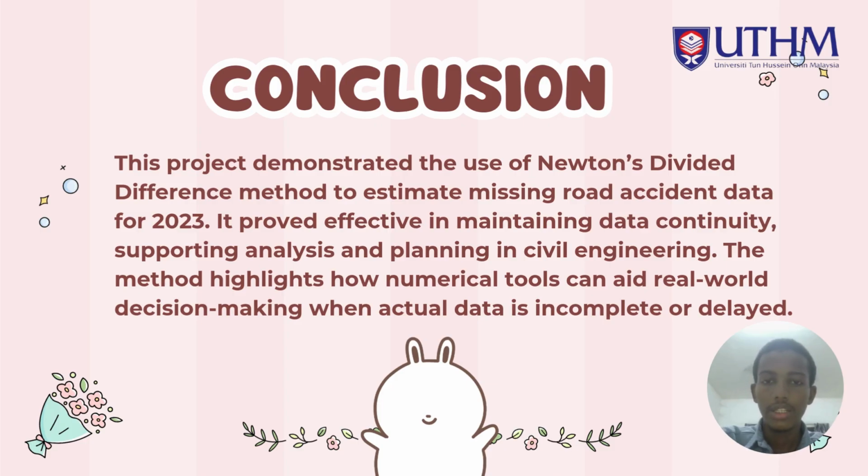Conclusion. This project demonstrated the use of Newton's divided difference method to estimate the missing road accident data for 2023 based on our case study. It proved effective in maintaining data continuity, supporting analysis and planning in civil engineering. This method highlights how numerical tools can aid in real-world decision-making when actual data is incomplete, delayed, or missing.